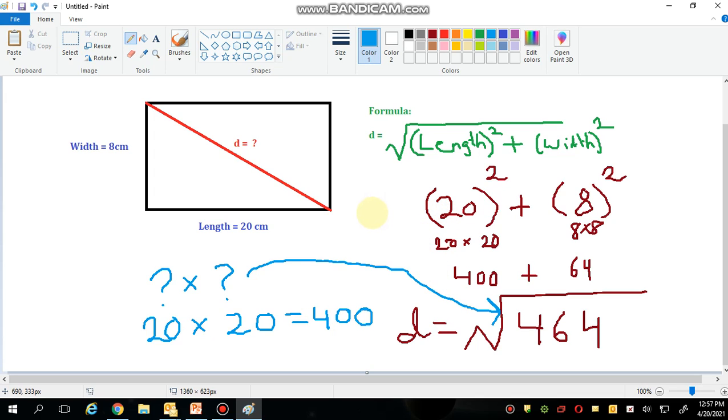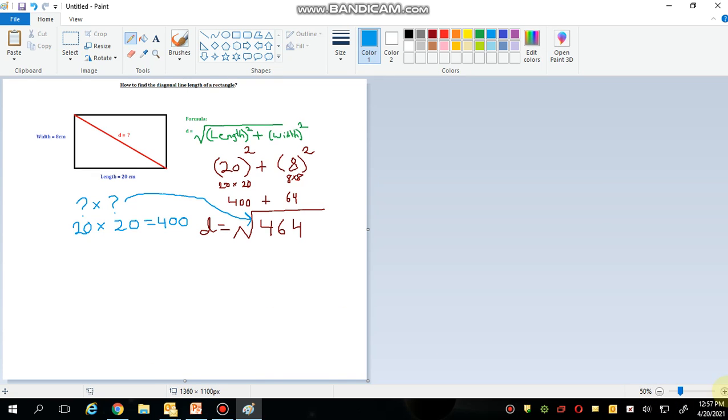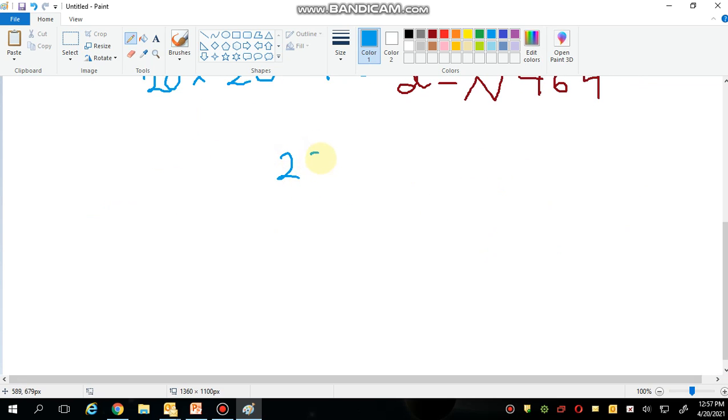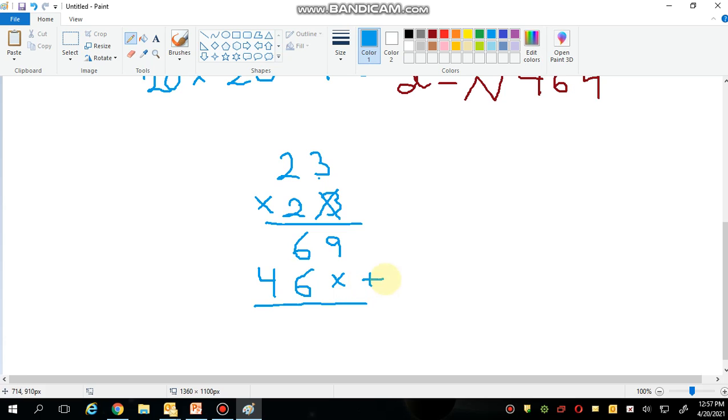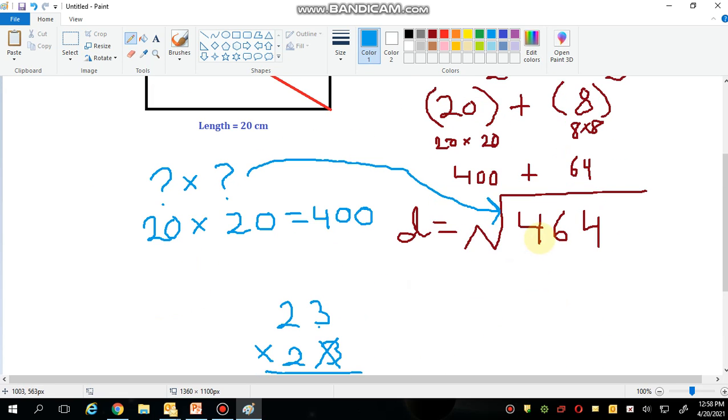Let's try a little bit bigger number. 20 is too small, so let's do 23 then. Let's do 23 multiplied by 23 and see if that comes close to 464. 3 times 3 is 9. 3 times 2 is 6. Put the X over here. 2 times 3 is 6. And 2 times 2 is 4. And when you add this up, I'm going to get 9, 6 plus 6 is 12, 1 plus 4 is 5. 529. Wait a second. 529 is way too big. This is 464. I've got to try something smaller.